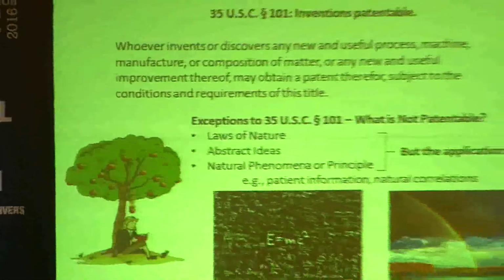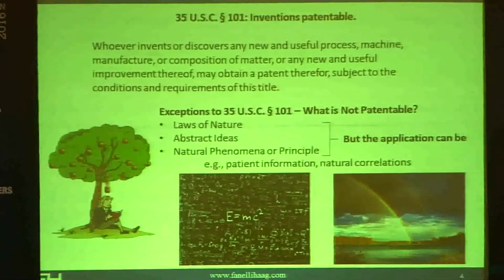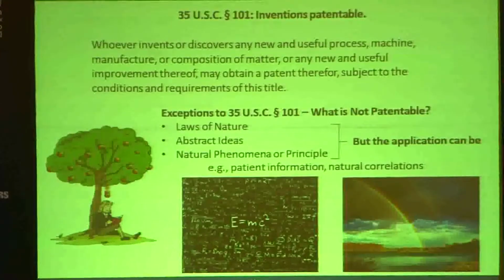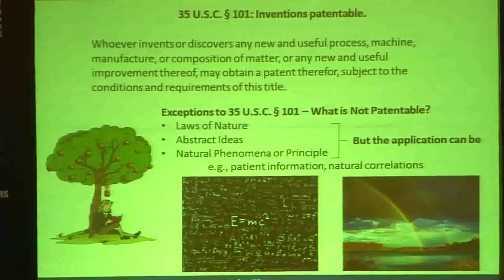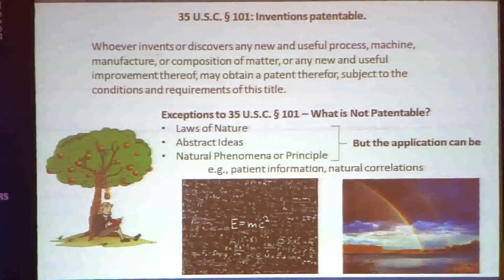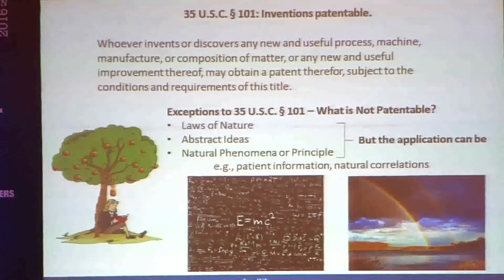With regard to personalized medicine, what we're talking about is this last element, if you will, the natural phenomena or natural principle. And that's where this patient information comes in. By patient information, I mean genetic information generally, though height and weight can be included as well, as well as the background of the patient, family history, things like that. But more so this concept of natural correlations.